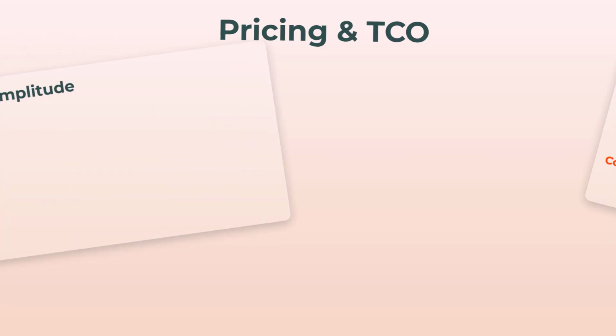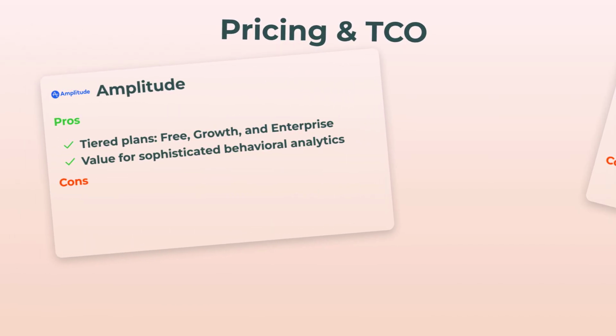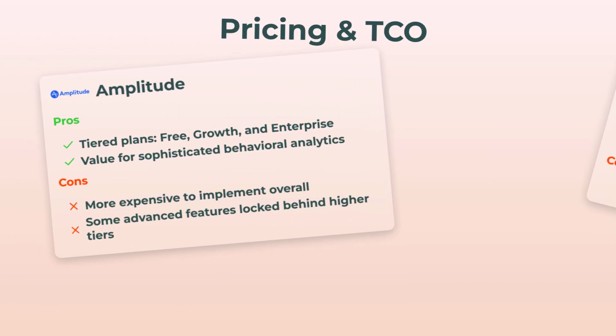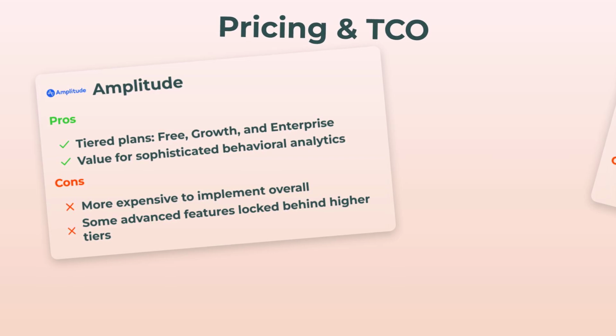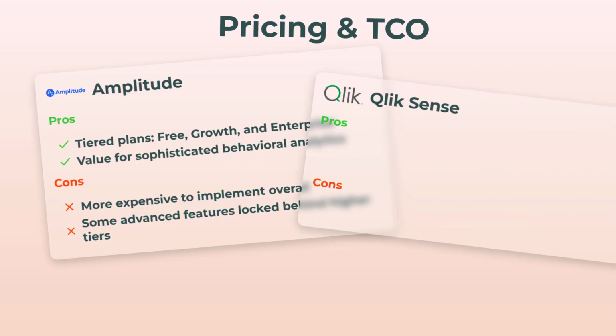All right, first up, pricing and total cost of ownership. So Amplitude does that whole tiered pricing thing. You get free, growth, or enterprise. And honestly, the value is solid if you want deep behavioral analytics. But let's be real, it can get kind of pricey, especially if you want access to the cool advanced features.